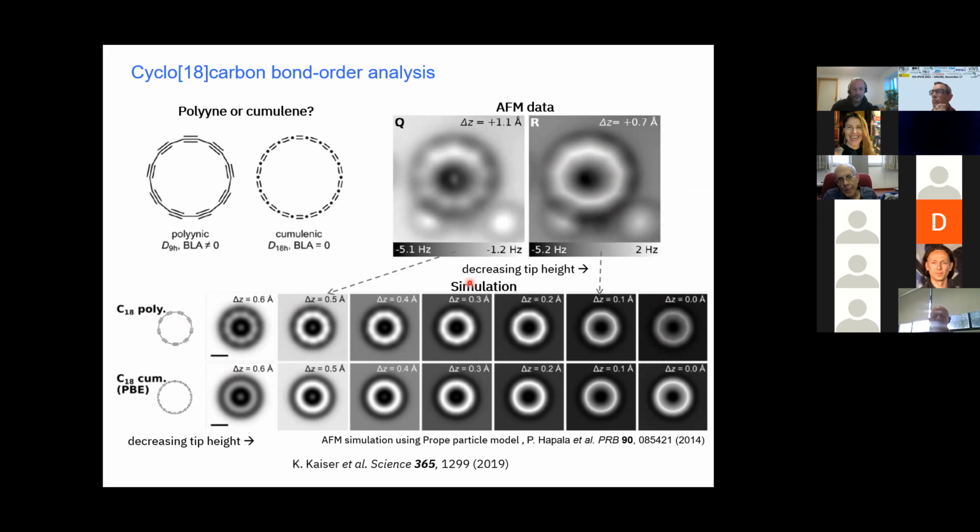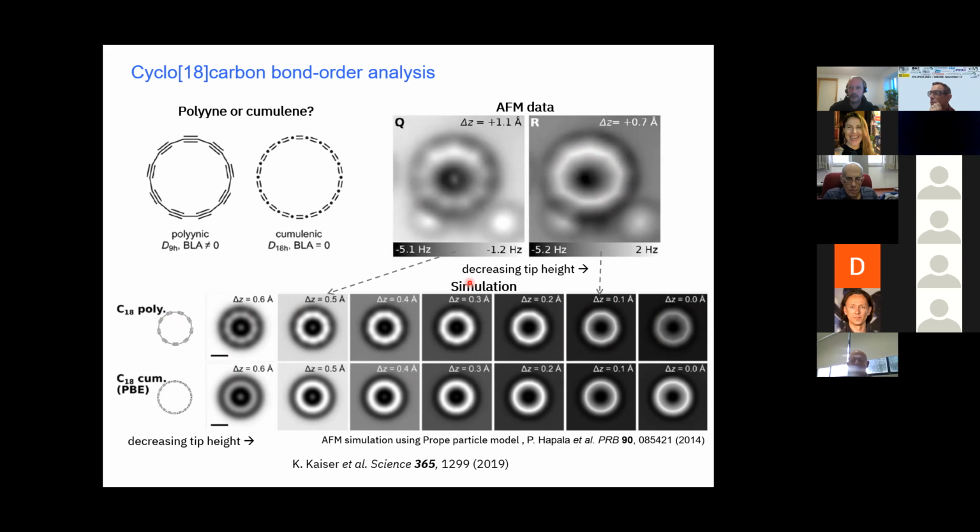So here we can really now find out the structure of this molecule, at least on salt. It's in the polyynic form, so with alternating single and triple bonds.